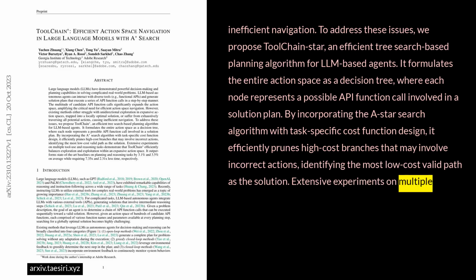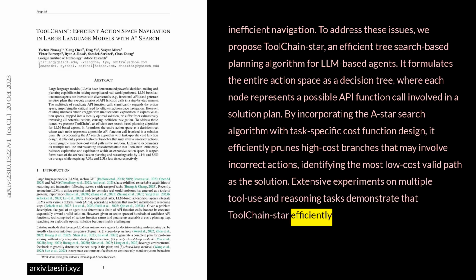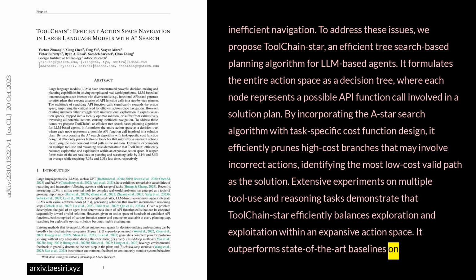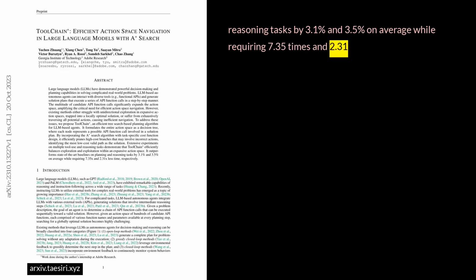Extensive experiments on multiple tool use and reasoning tasks demonstrate that ToolChain* efficiently balances exploration and exploitation within an expansive action space. It outperforms state-of-the-art baselines on planning and reasoning tasks by 3.1% and 3.5% on average, while requiring 7.35 times and 2.31 times less time, respectively.